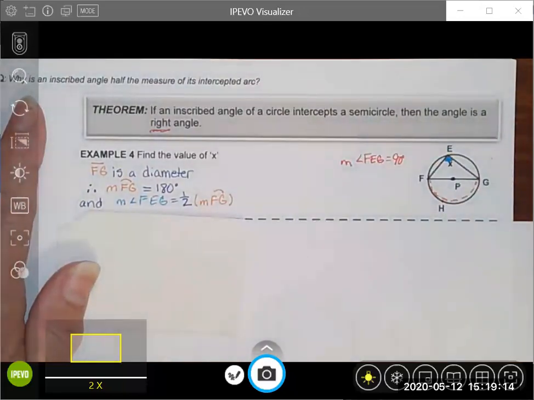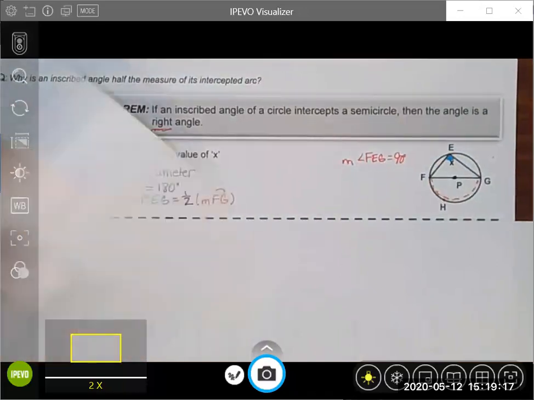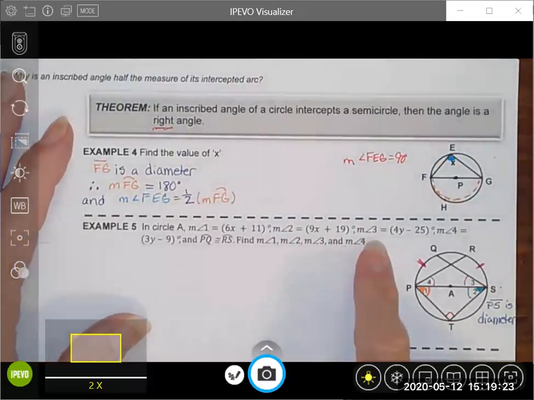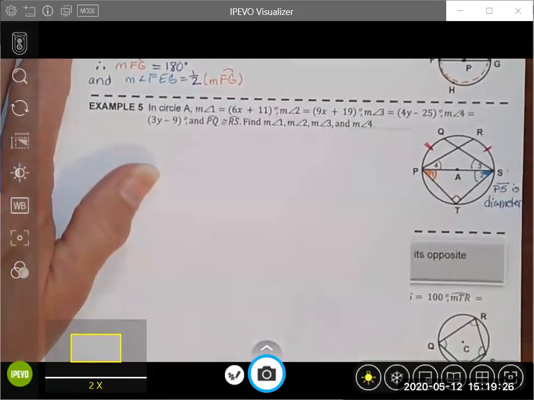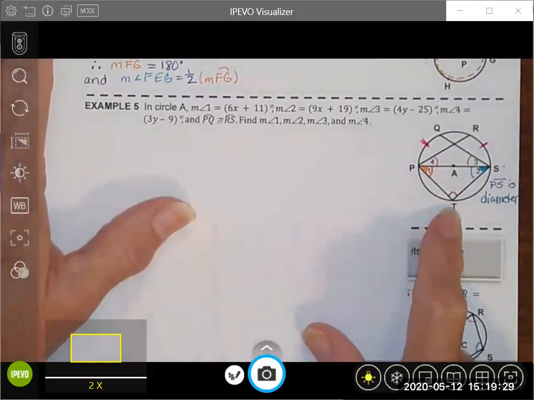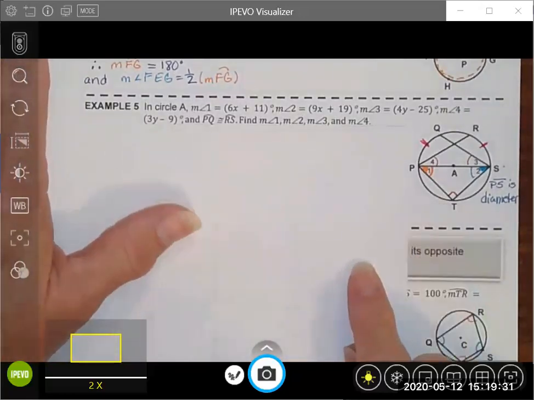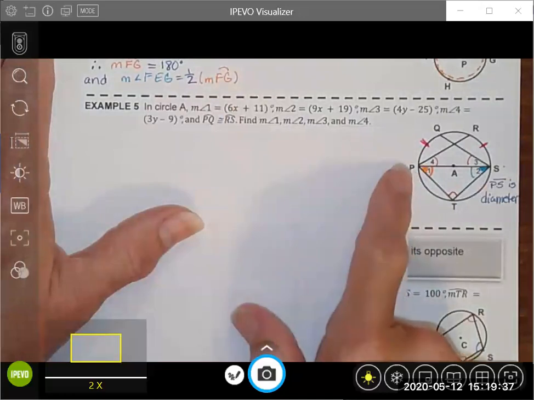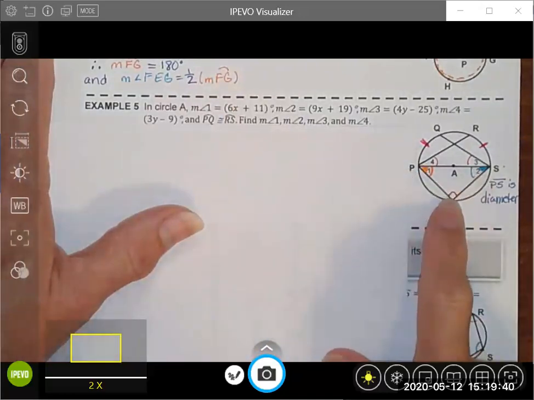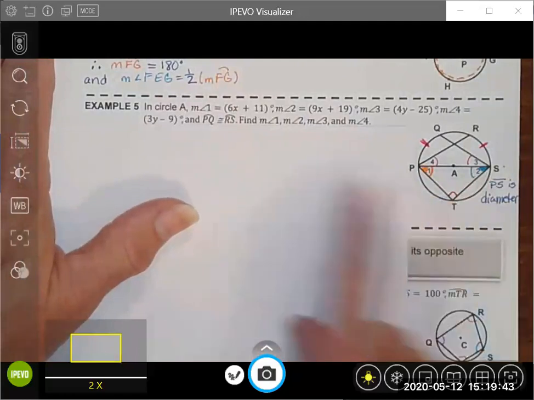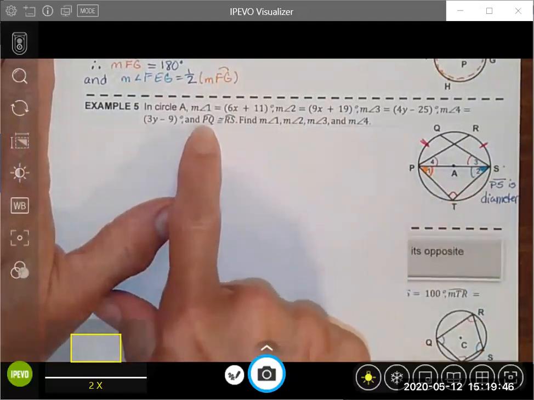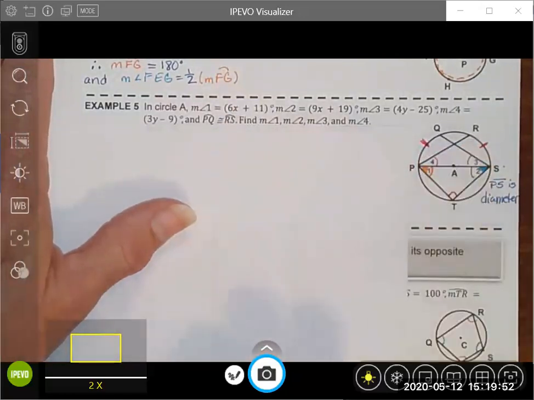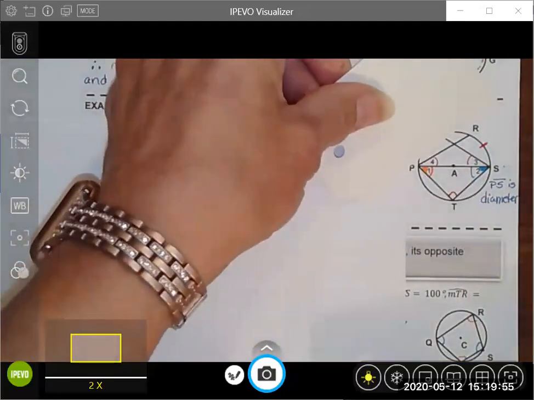Super straightforward there, but it can get a little bit more complicated. So if I look at this picture, wow, look at all the information I was given here. It's a little bit nutty. I went ahead and identified and drew in some pieces here. The first thing I recognize is that PS is a diameter. That means by the theorem up above, angle PTS is going to be a right angle. I also note from the question stem that arc PQ is congruent to arc RS. And so I went ahead and marked those.